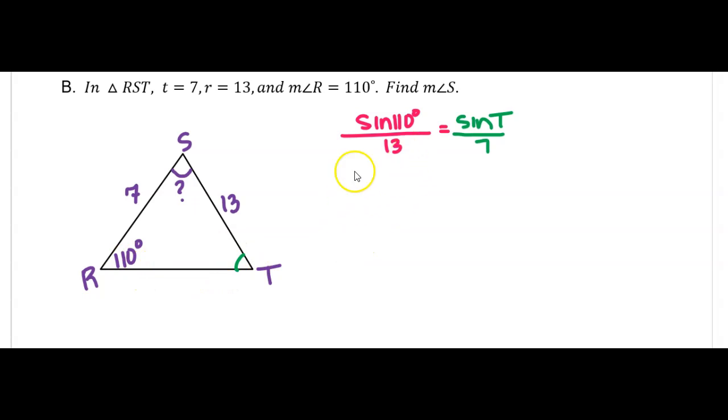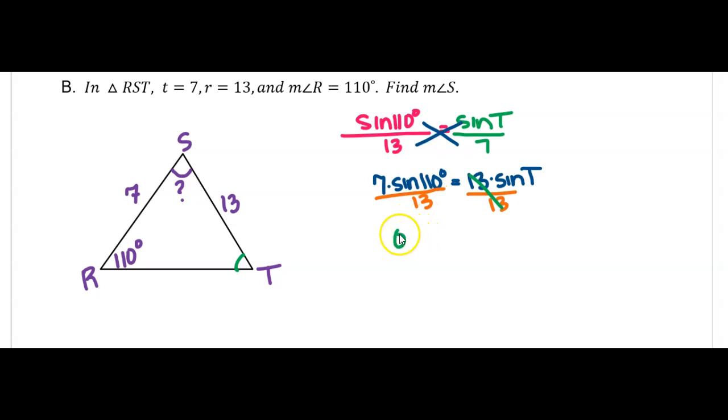So again, we're going to cross multiply. We're going to have 7 times sine of 110 is equal to 13 times sine T. And we're going to divide both sides by 13. So when we put this in our calculator, 7 times sine of 110 degrees divided by 13, we are going to get 0.506. Leave all those numbers in your calculator. That equals the sine of angle T.